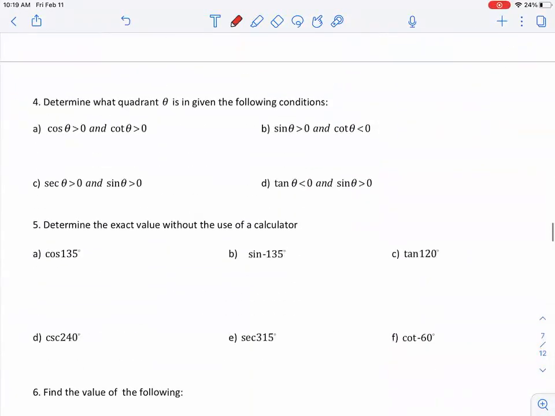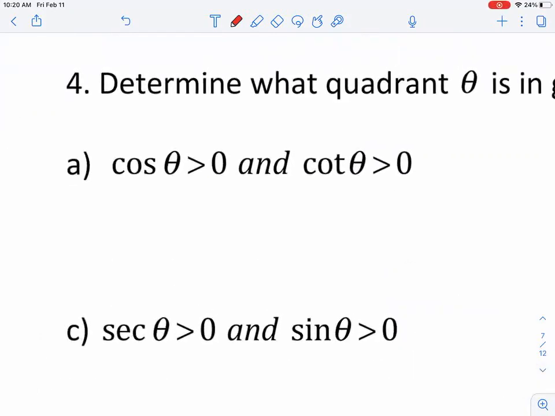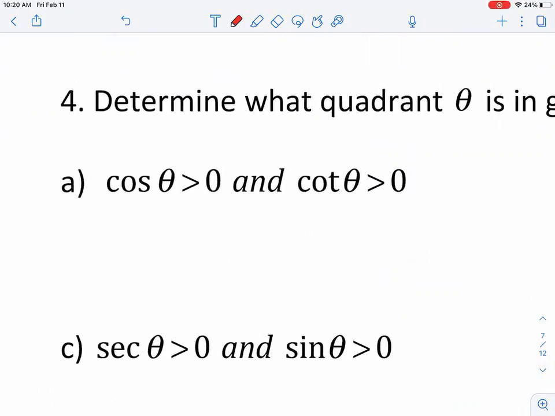If we look down here, we want to determine what quadrant theta is in, given the following conditions. So we're trying to figure out where theta is, given that the cosine is positive. I think about the unit circle: the cosine, because that's the x, is positive in quadrants 1 and 4. Okay, so the cosine is positive in quadrants 1 and 2, but it has to satisfy both conditions.